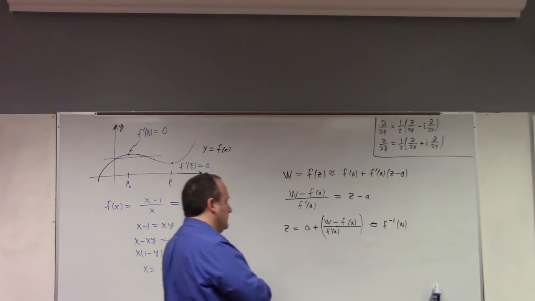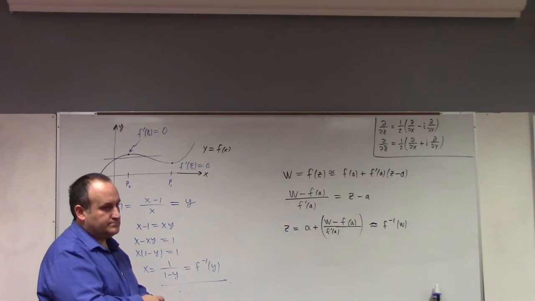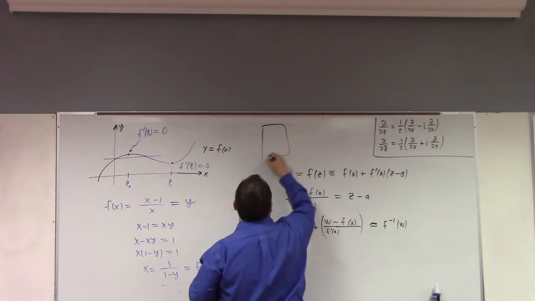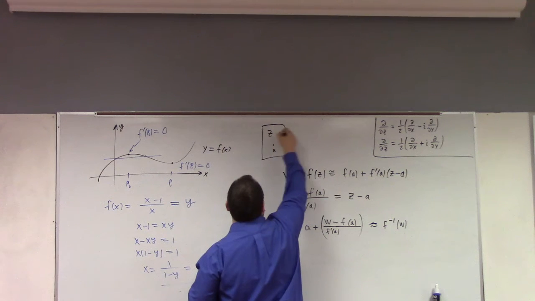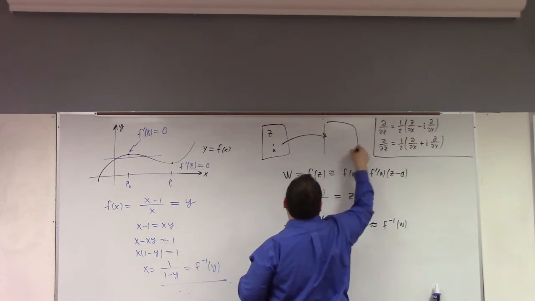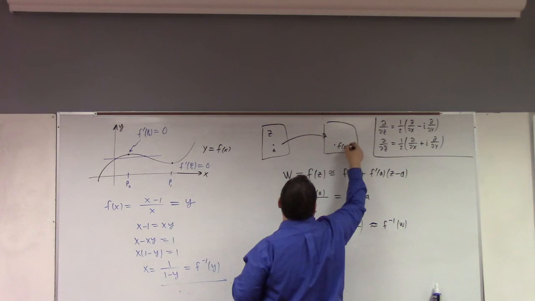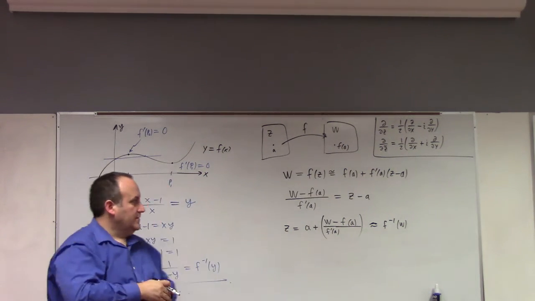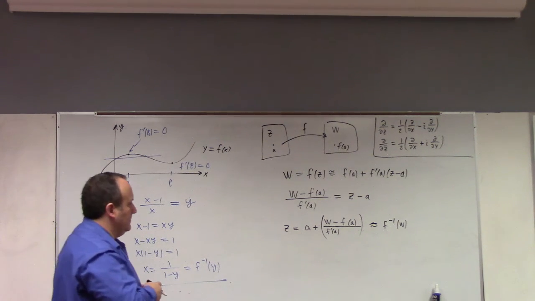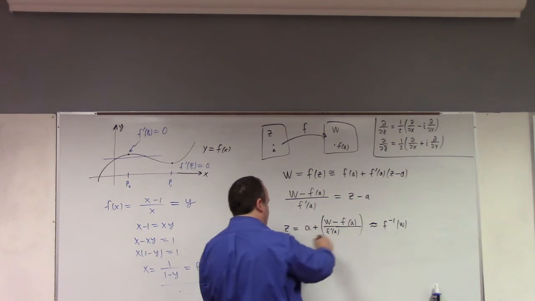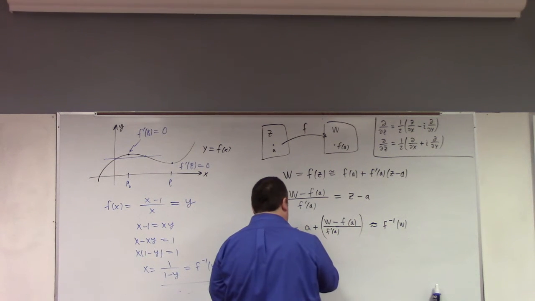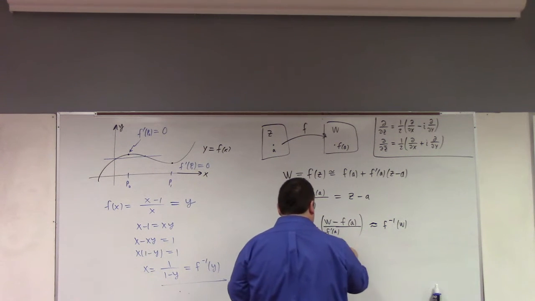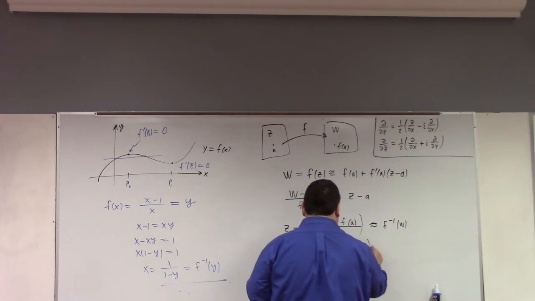Right? And so if I picture it, I've got a over here in the z plane, and I've got f of a over here in the w plane, right? So to rewrite this a little bit more, this is really a plus 1 over f prime of a times w minus f of a, right?